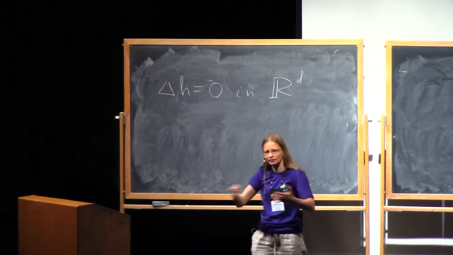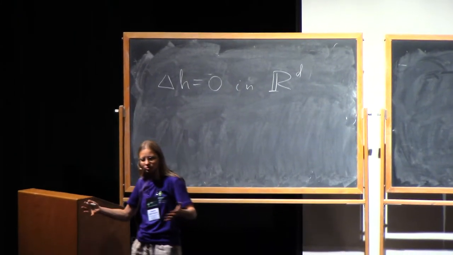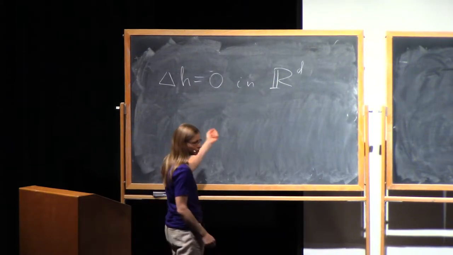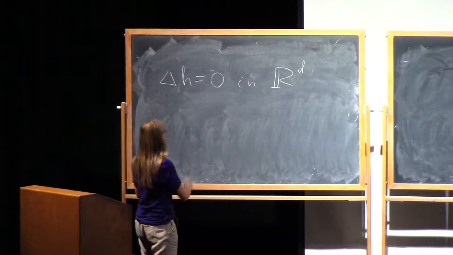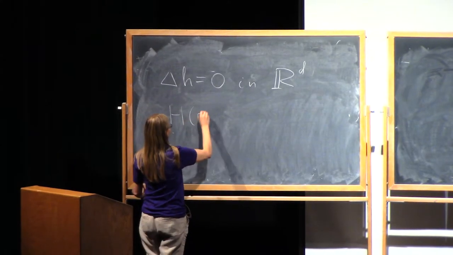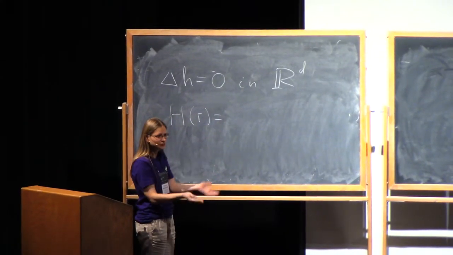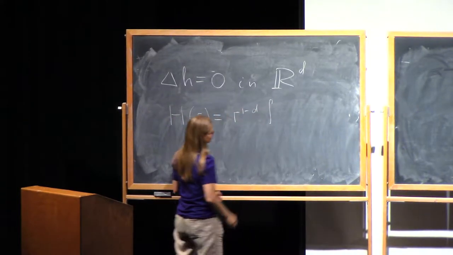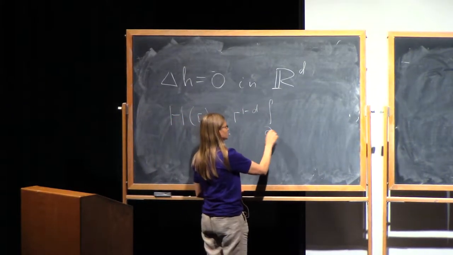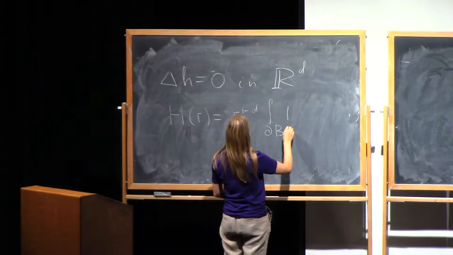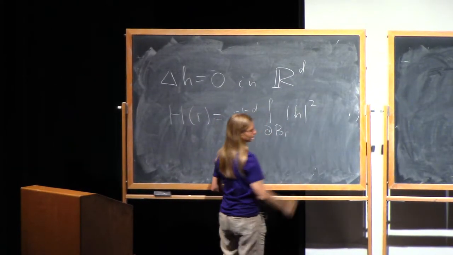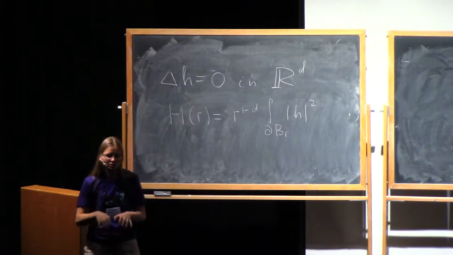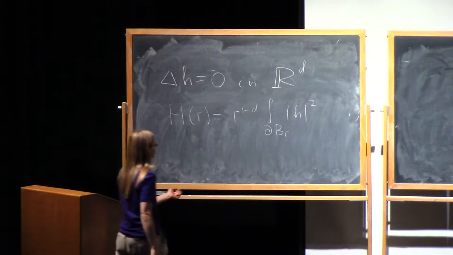And we want to have some feeling about how this function grows. So we fix a point, say the origin, or you can move it whatever you want, and look at the average of your function over the sphere of radius r. I will forget about the volume of the sphere in the normalization constant and write it in this way. So h of r is just, up to a constant, the average of the harmonic function on the sphere of radius r.